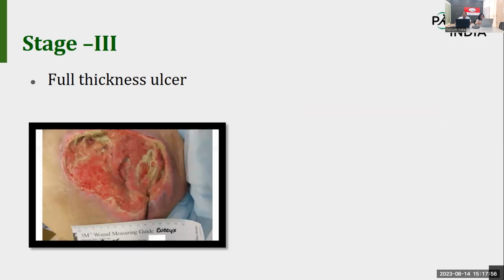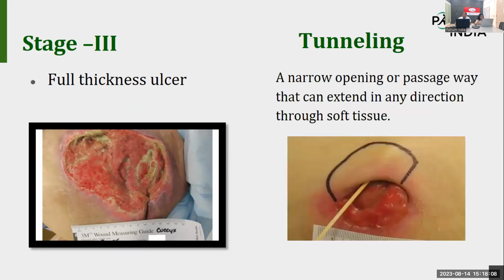Then third stage, that is full thickness ulcer, that is epidermis, dermis, all the layers, and it is reaching towards the subcutaneous tissue. That is the next third layer, the subcutaneous tissue, which will be involved. It can also lead to tunneling. In the third stage, whenever we observe a pressure ulcer, we have to be extra conscious whether there is tunneling or not.